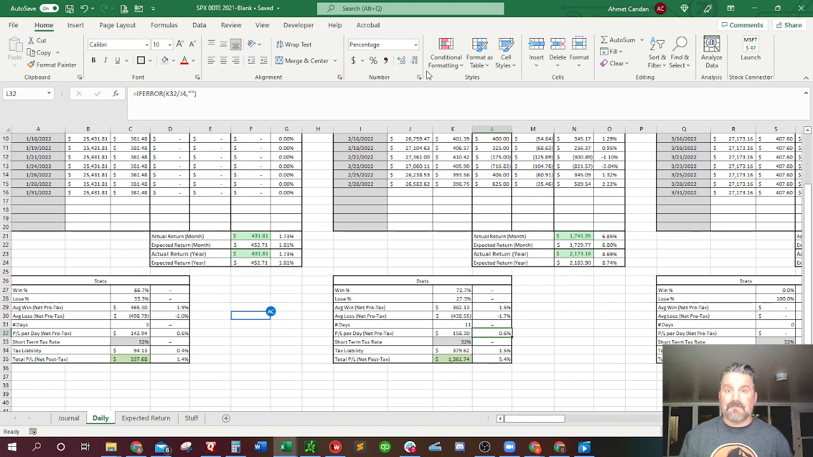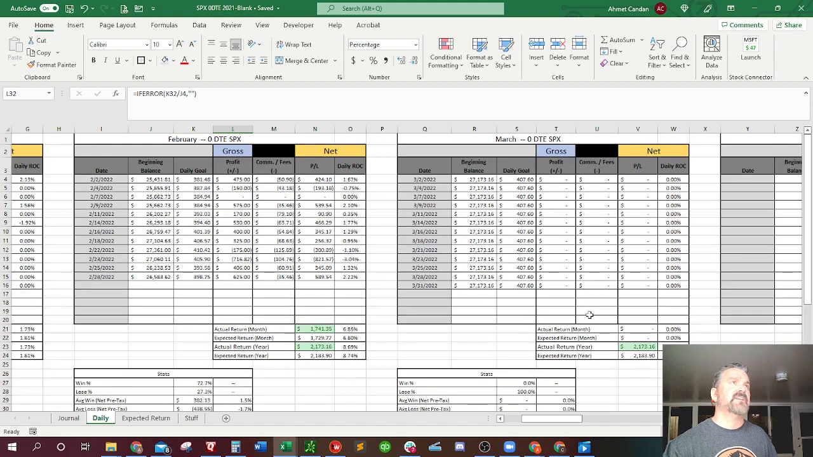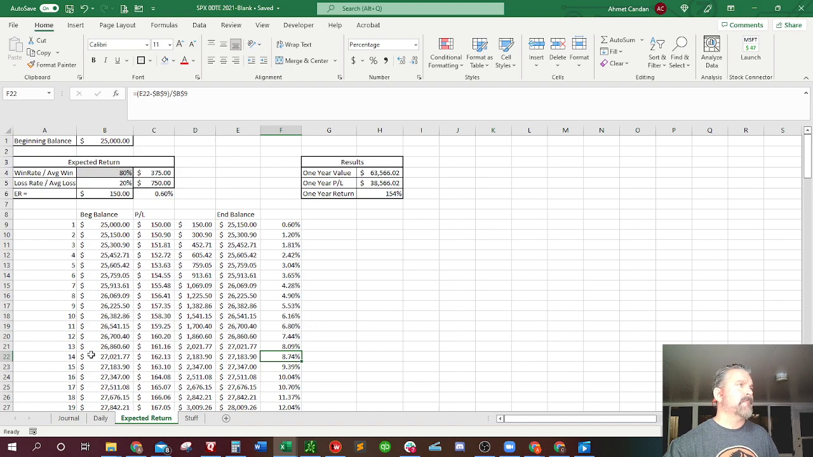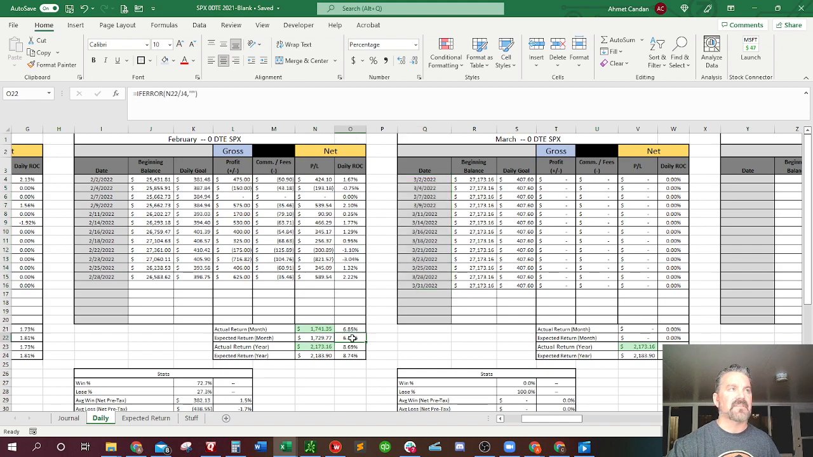Now, again, the following month, March has 13 trading days. Well, 13 trading days, my expected return is 8.09%. So I'm not shooting for 6.8% every month. It just depends on how many trading days there are. Most months have about 13 trading days on average. Some months have more, some have less.